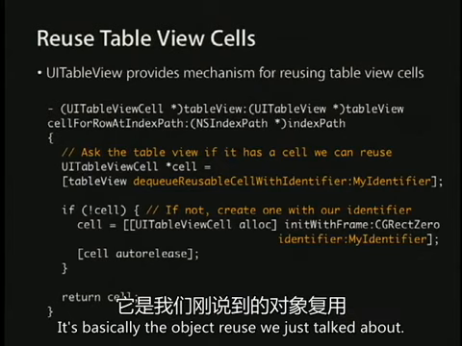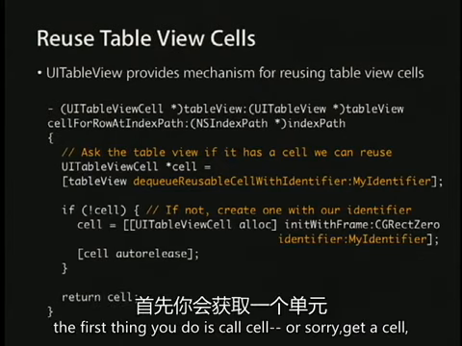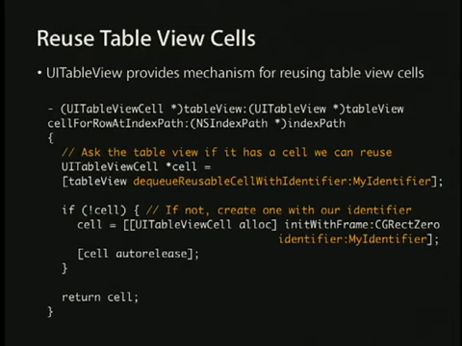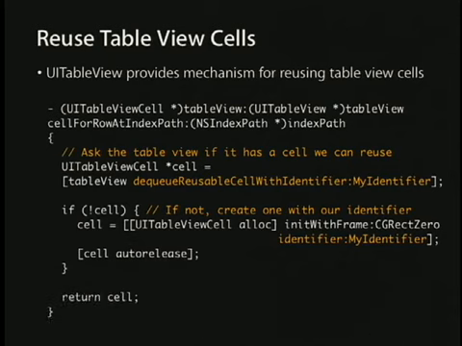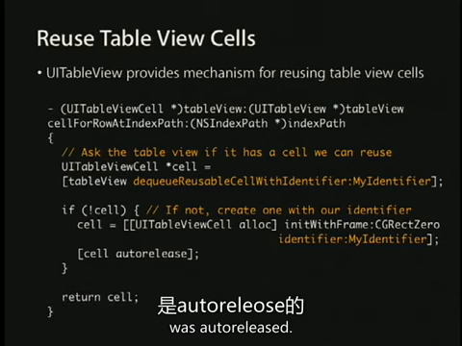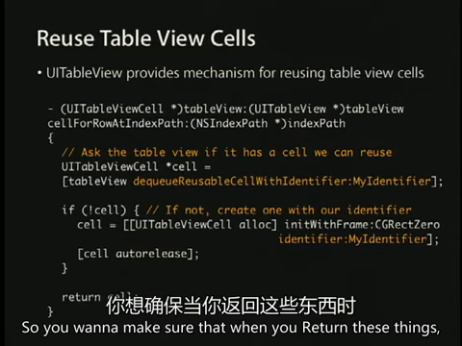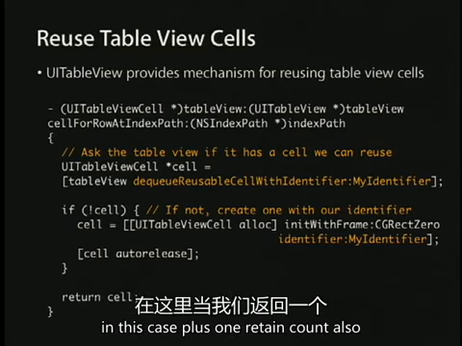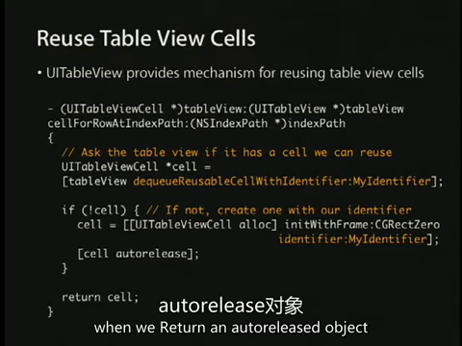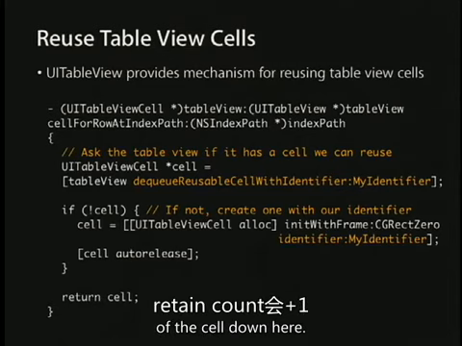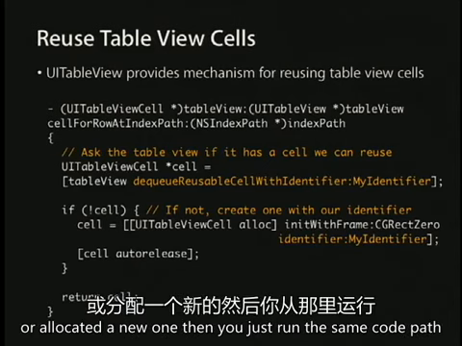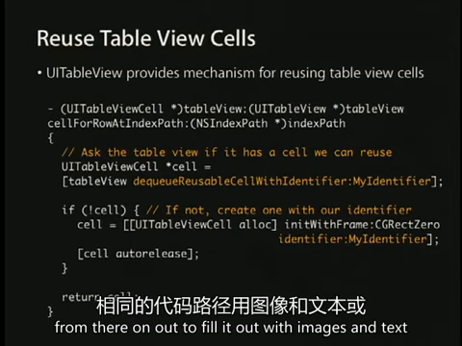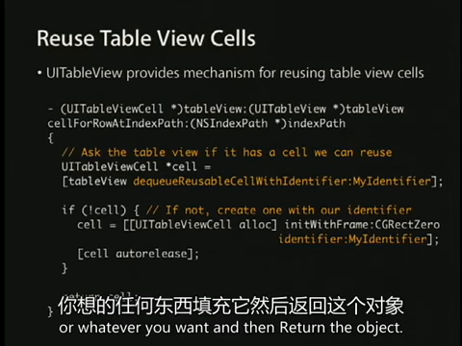It's basically the object reuse we just talked about. In your tableView:cellForRowAtIndexPath: method, the first thing you do is try to get a cell, so tableView dequeueReusableCellWithIdentifier. If you didn't get one, so the cell's still nil, then you can allocate a new one and autorelease it, because the thing you got back from dequeueReusableCellWithIdentifier was autoreleased. So you want to make sure that when you return these things, in this case an object with a +1 retain count, you also return an autoreleased object. And then you do your configuration of the cell down here. So in either case, you've either dequeued a reusable one or allocated a new one. Then you just run the same code path from there on out to fill it out with images and text and whatever you want, and then return the object.